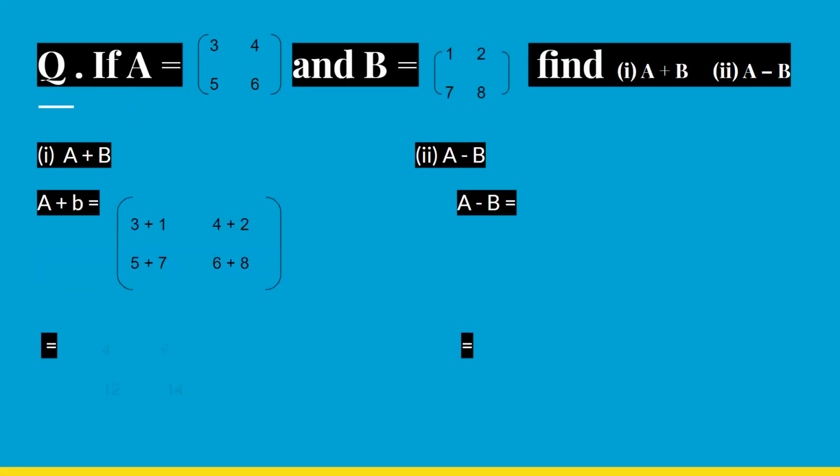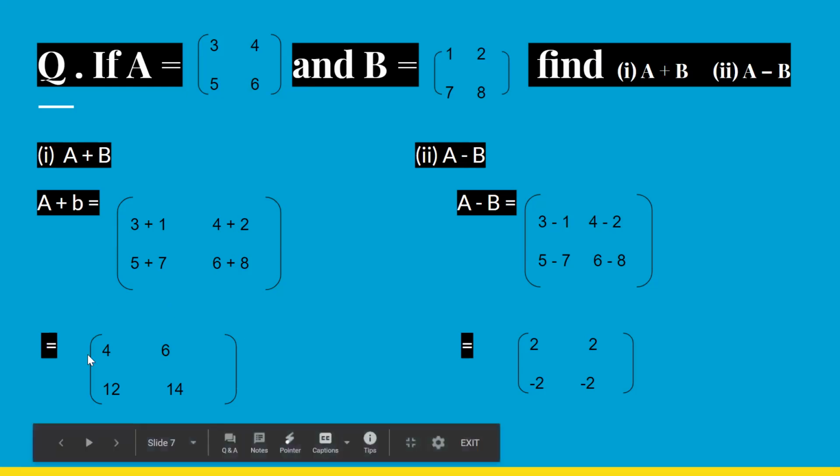Let us see one more question about addition and subtraction. Subtraction we'll do the same way as we have done addition. In the first case, matrix A is given as 3, 4, 5, 6 and B is 1, 2, 7, 8. When we add them up, the first element of A and first element of B are added: 3 plus 1 gives us 4, 4 plus 2 gives us 6, 5 plus 7 gives us 12, and 6 plus 8 gives us 14. This is the answer for addition.